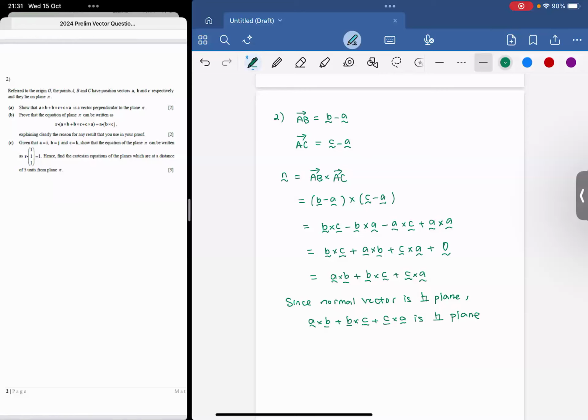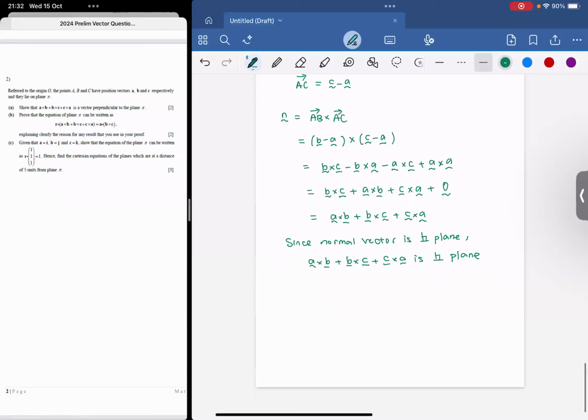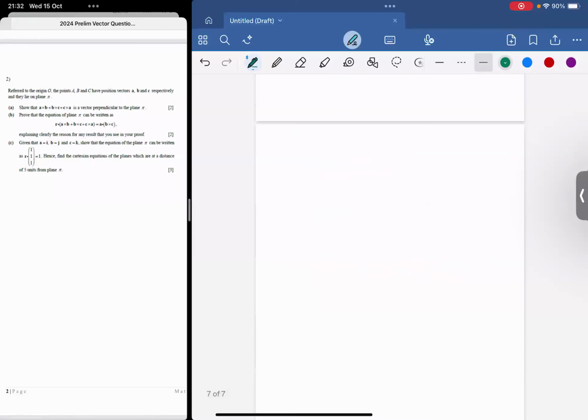Okay, if you take, let's say, AB cross BC, you will also get the same thing. So you don't need to worry which two you actually choose. Okay, 2B: prove that the equation of the plane can be written as this. Clearly explain the reason. To form the equation of the plane, we already know that the normal vector is that. So I can just write that down.